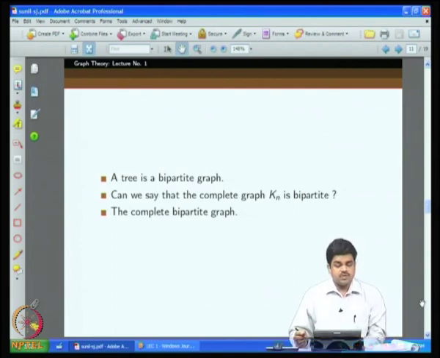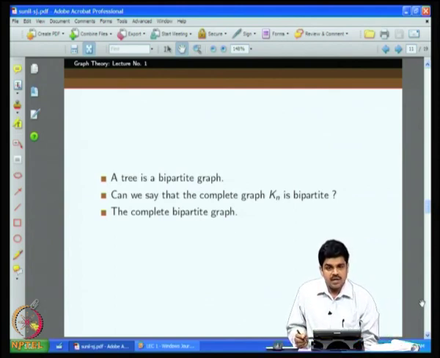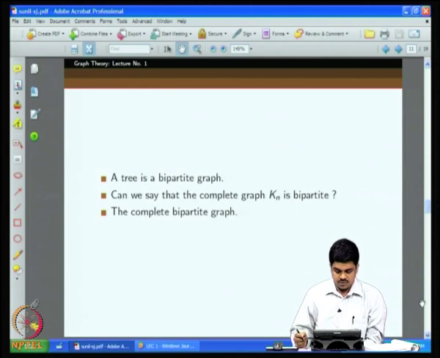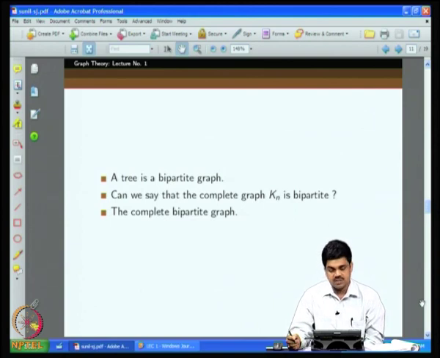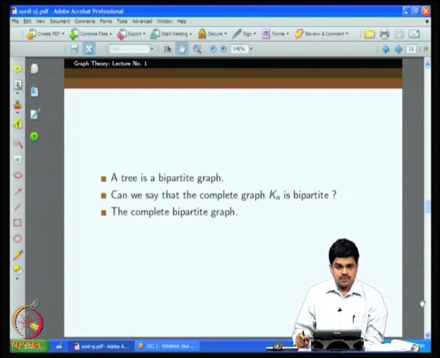Now see, because the triangle, the K3, is not a bipartite graph, we know that no complete graph Kn where n is greater than or equal to 3 is a bipartite graph. Because if the complete graph on 3 vertices itself cannot be placed like that, then a complete graph on more vertices cannot be placed like that. But then there is a notion of a complete bipartite graph.